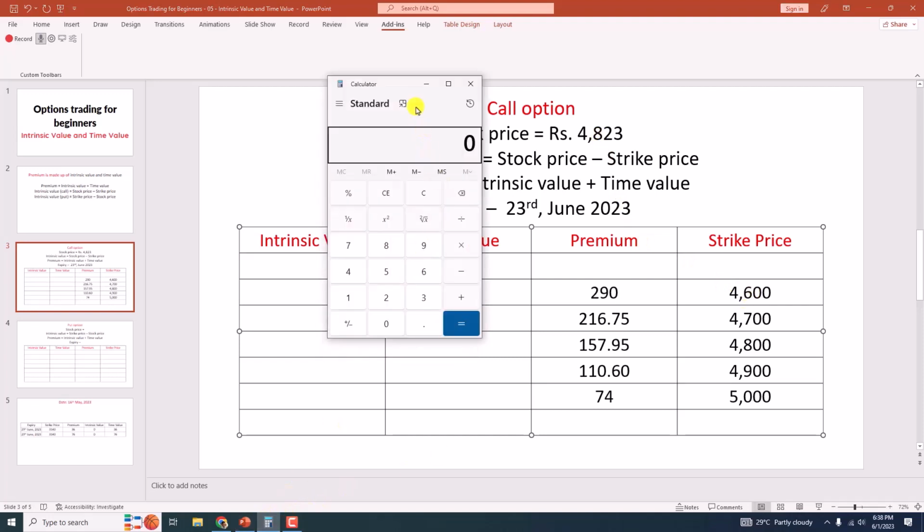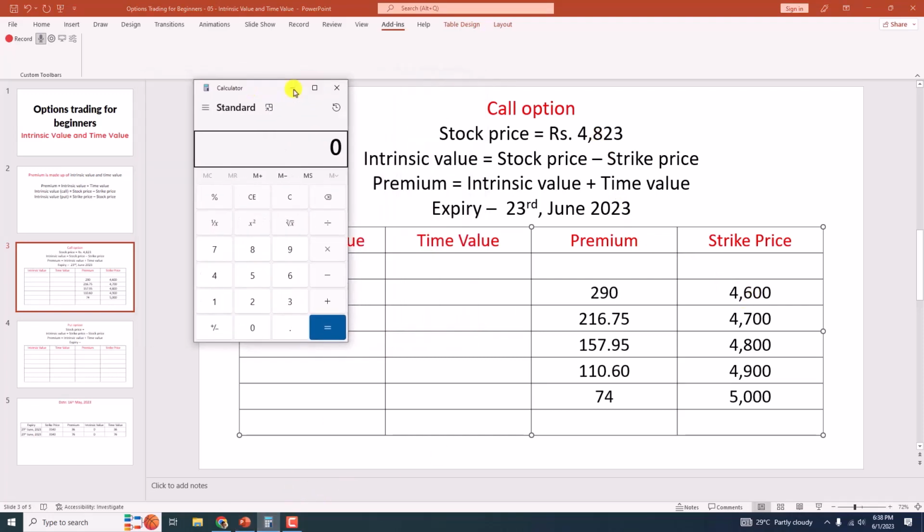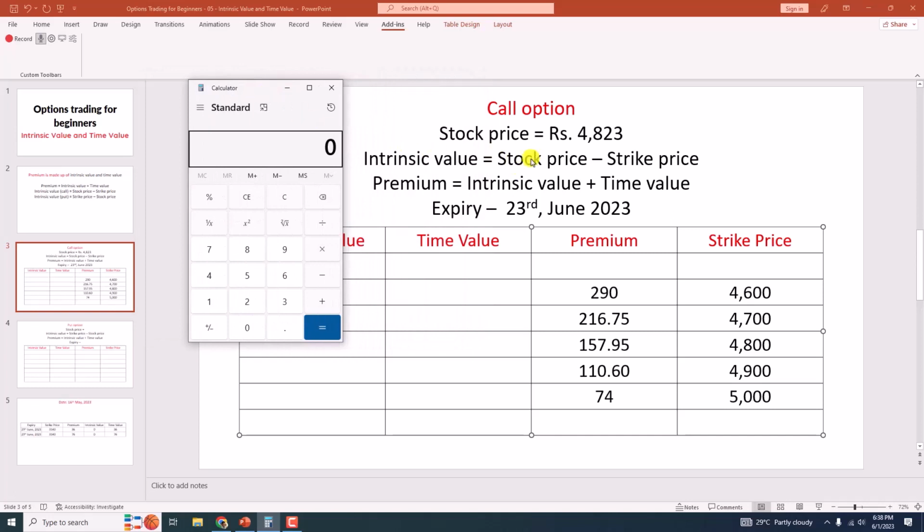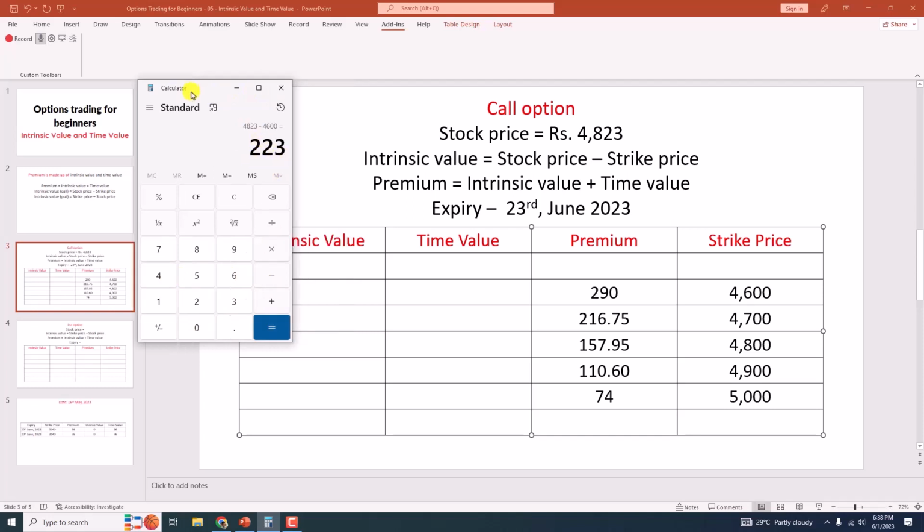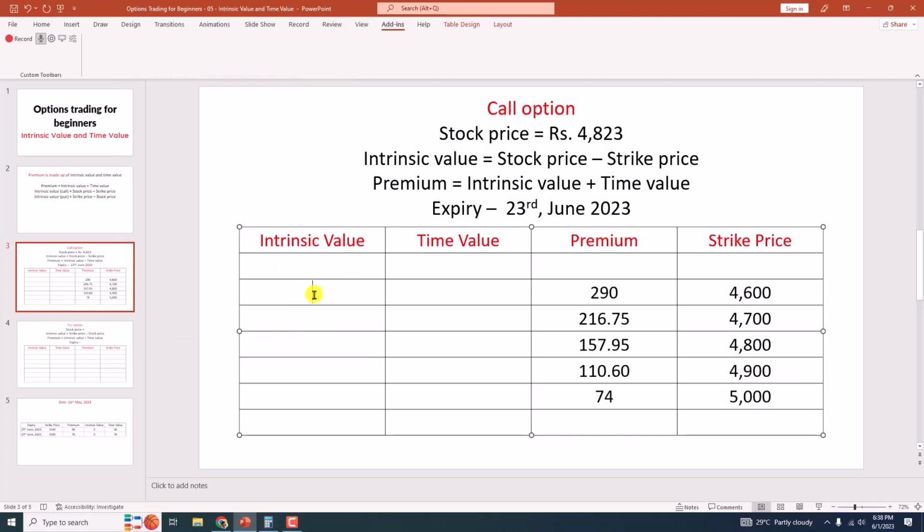I have my calculator opened up here. First is the stock price, 4823, minus the strike price, 4600. So 223 rupees is the intrinsic value. Okay, 223 rupees.